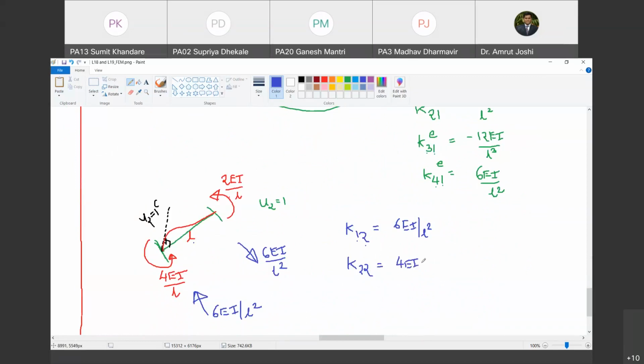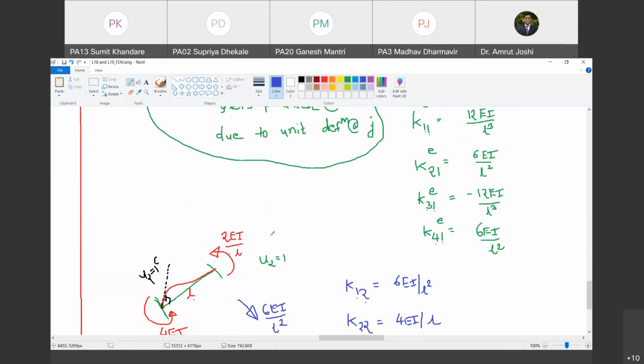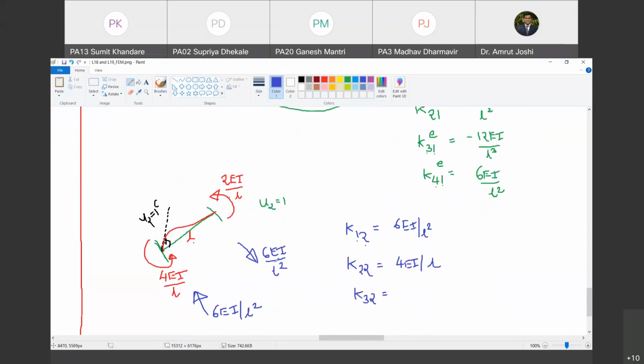Yes, sir. Now tell me what is K32? Action that gets produced at 3. What is 3? 3 is translation. What should I be looking for? I should be looking for force, and that is minus 6 EI upon L square. Do you agree with me? Yes, sir.